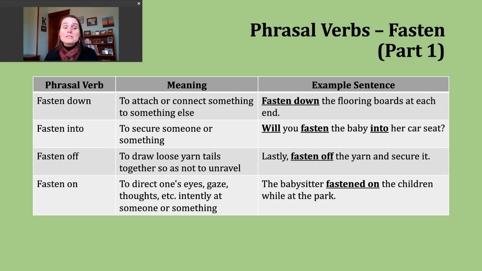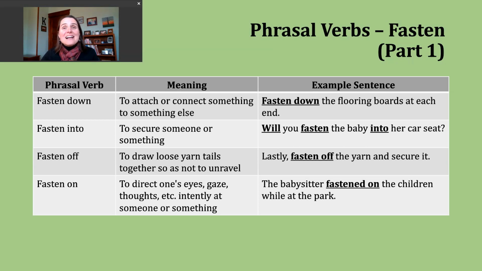Our next phrasal verb is to fasten off. This is used very specifically in crocheting or knitting. And so it's when you're kind of closing the tails of pieces of yarn together so that they don't unravel or become loose. An example of this: lastly, fasten off the yarn and secure it. This is another imperative sentence. We might see this in directions on how to knit or crochet something.